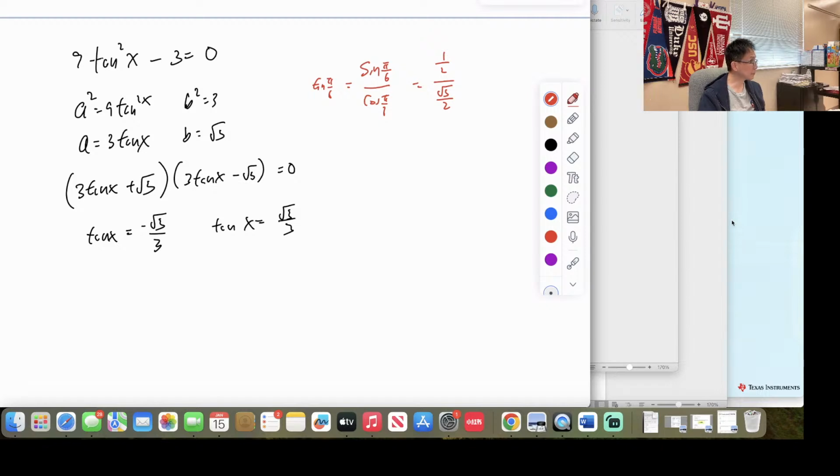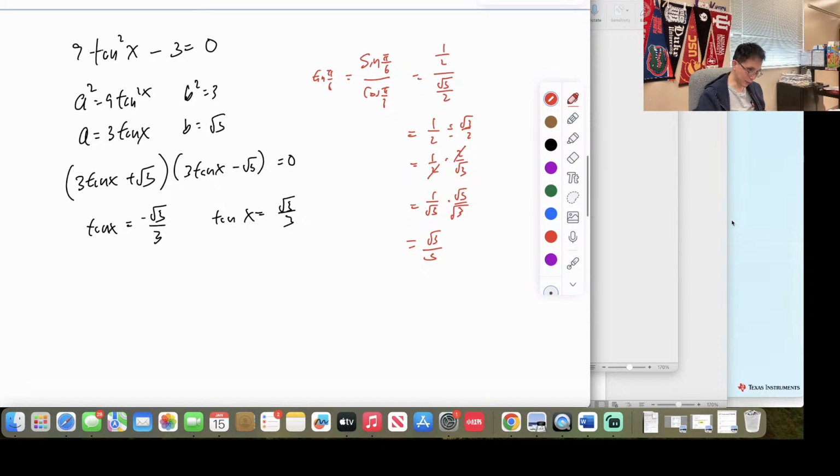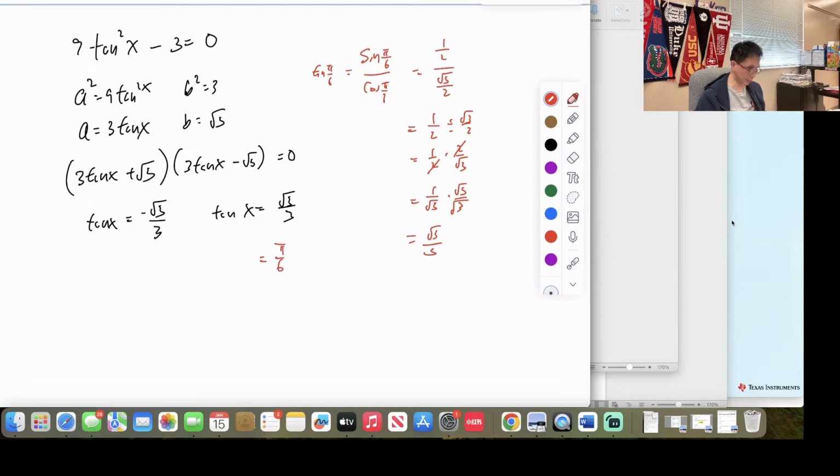Is this okay? And that's equal to 1/2 times 2 over square root 3. Rationalize it, it'll be 1 over root 3. Now I need to rationalize this, so it's square root 3 over 3. So that means the tangent of pi over 6 is going to give you this, right? So that's equal to pi over 6, right?